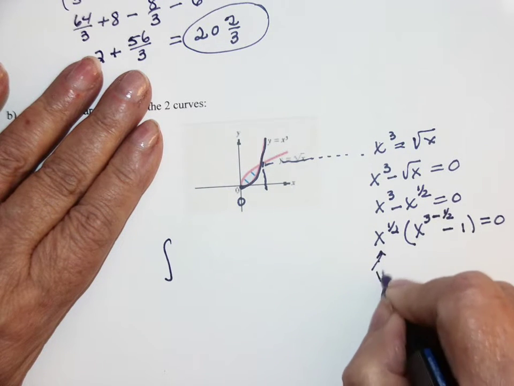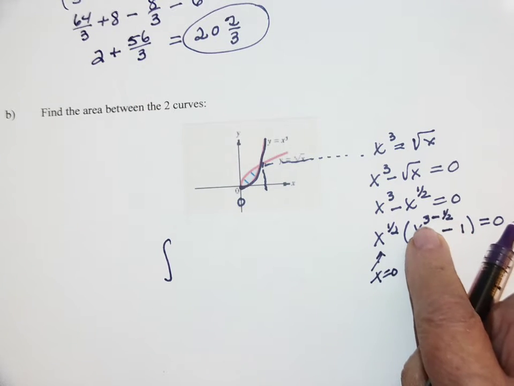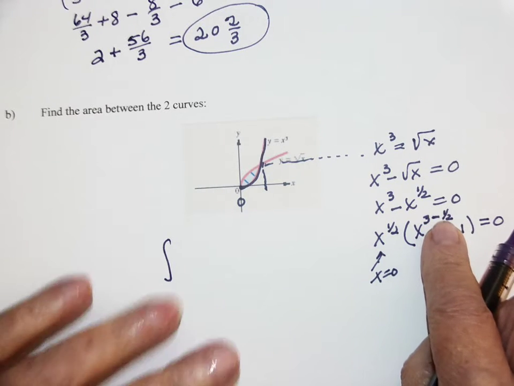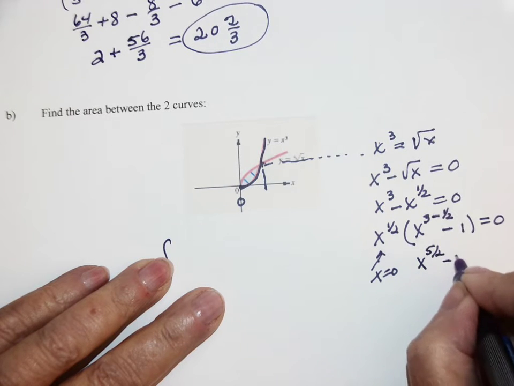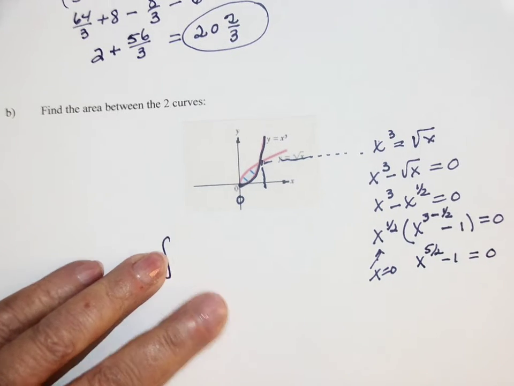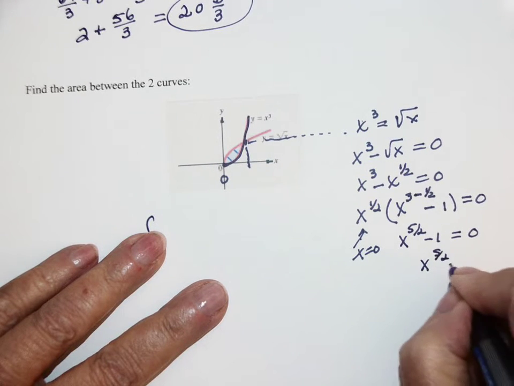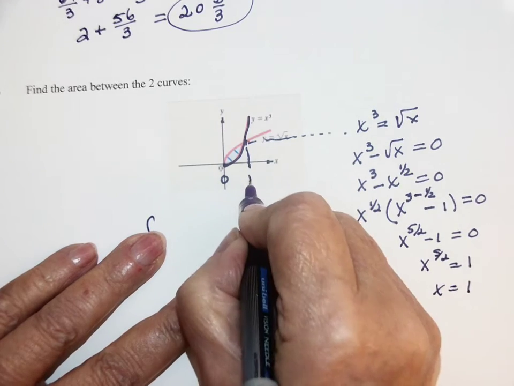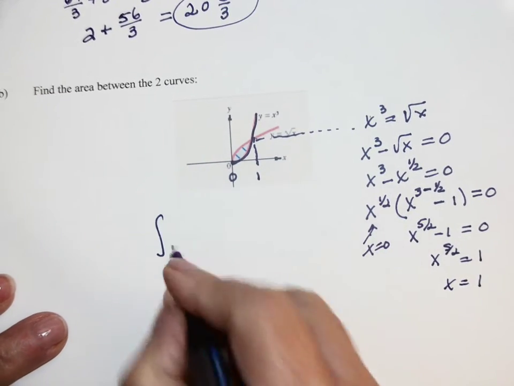And this is easy enough. This is x equals 0. And 3 minus 1/2, 3 is 6/2, minus 1/2 is 5/2. So that x to the 5/2 equals 1, or x just equals 1. So this is going to go from 0 to 1.